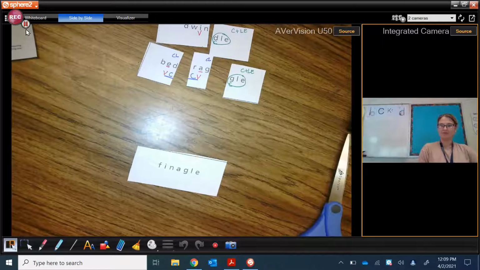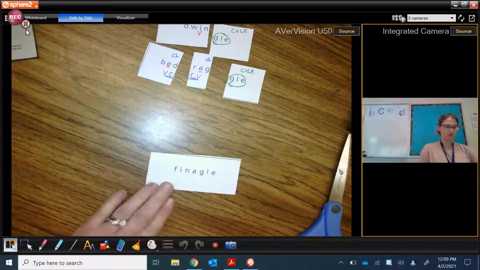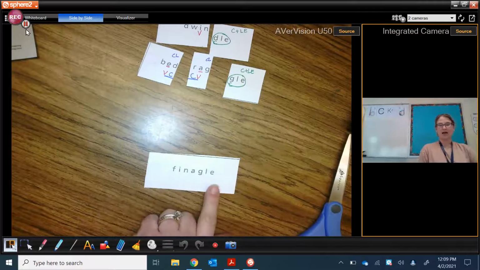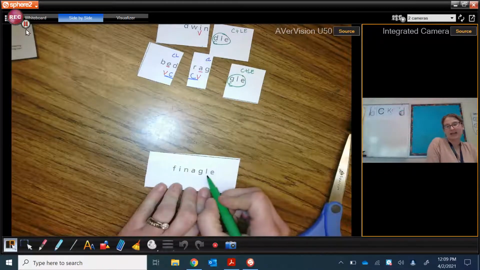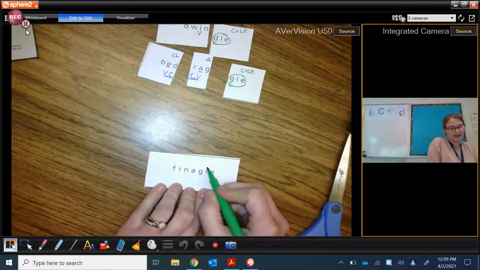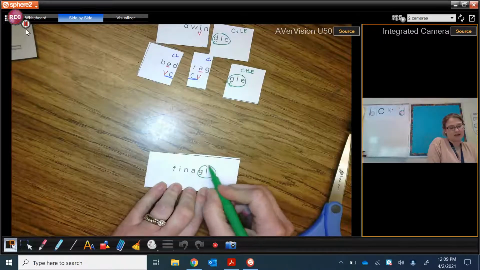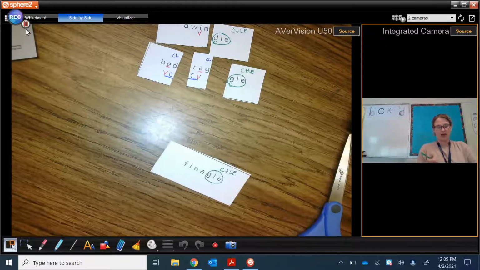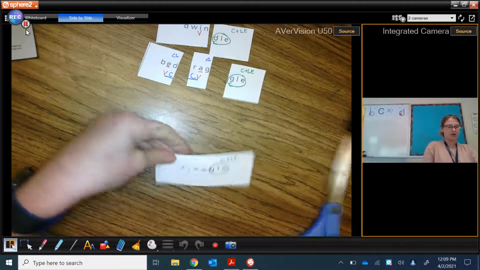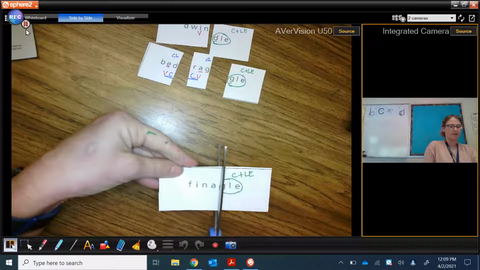You ready? Look through the word, find your vowels. I see an E on the end, but it's not a magic E. It's a consonant L-E. I circle the consonant L-E. I know consonant L-E is its own syllable, so I cut right in front of it.